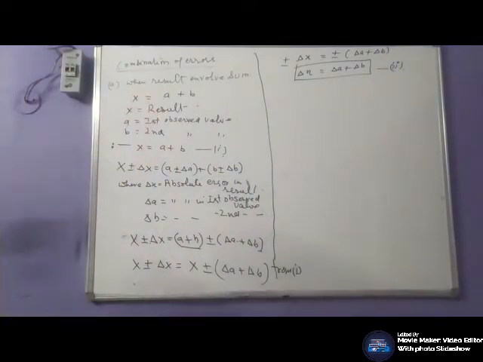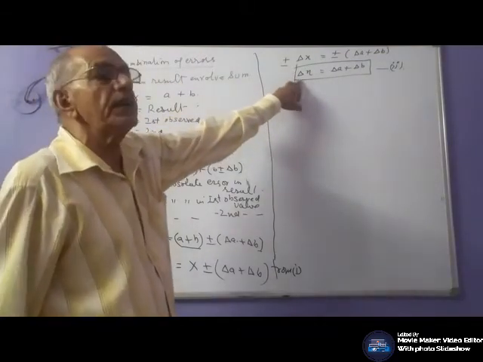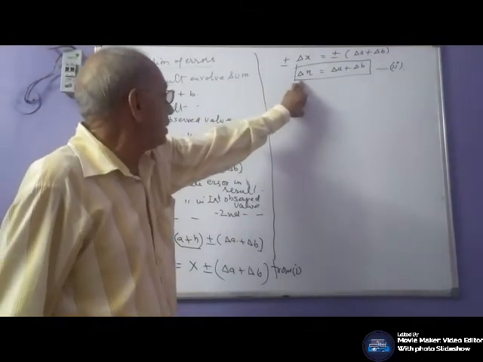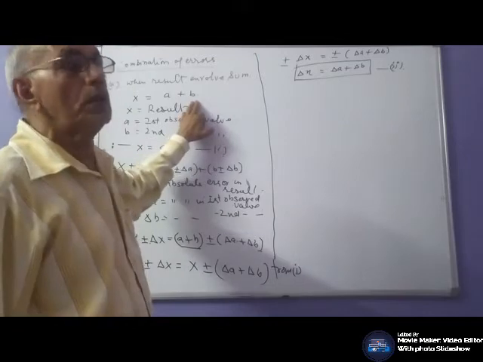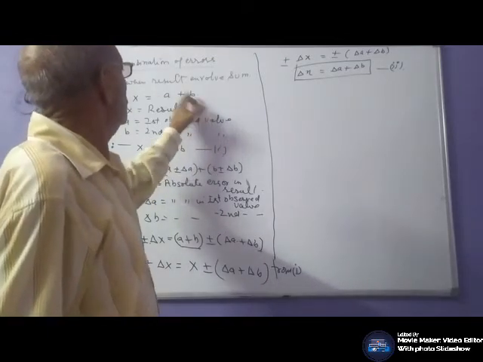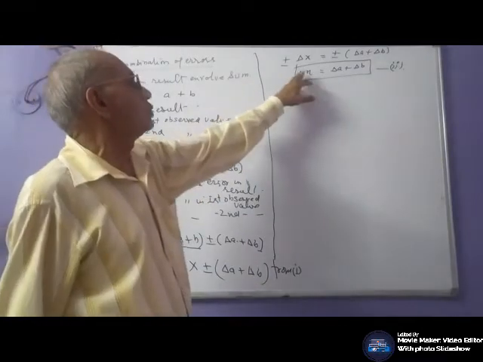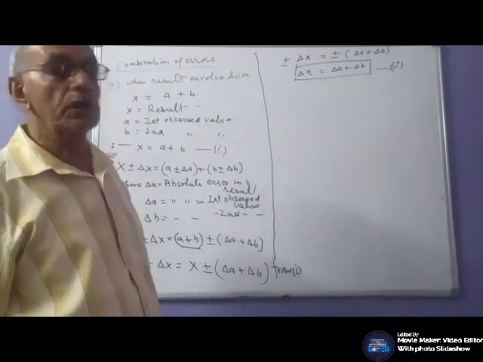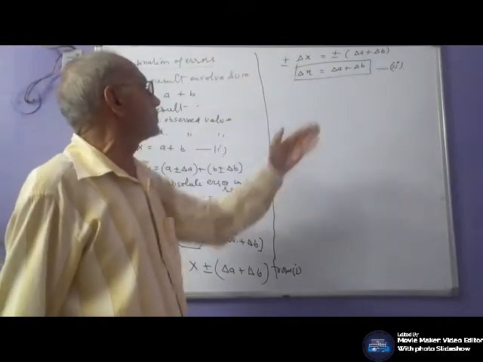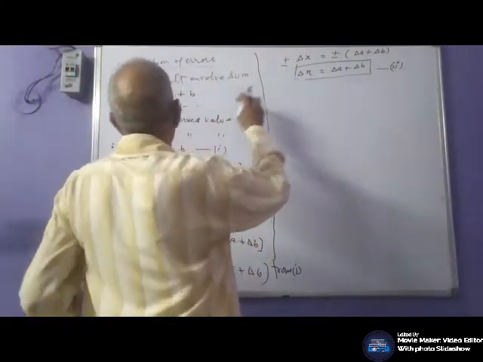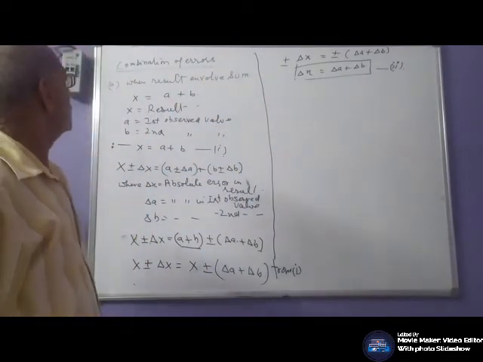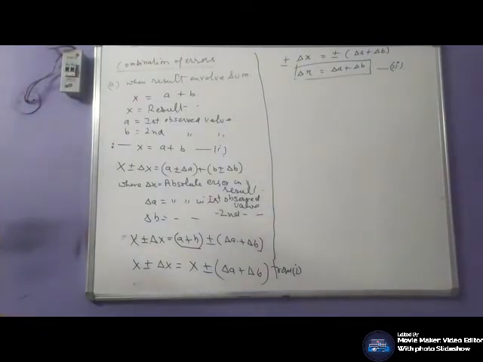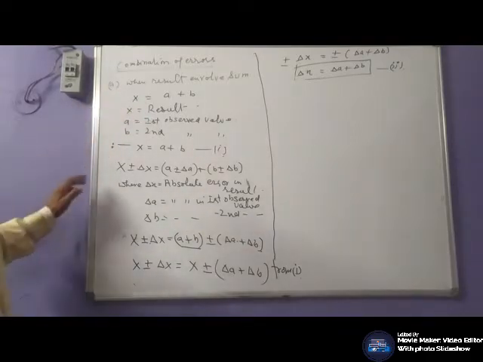So what is the question? Find absolute error in result when result involves sum of two observed values, two observed quantities, two observations, and the absolute error is this. Suppose a relative, then divide it by x, and this is what? X. So this is what: find absolute error in result when result involves sum.